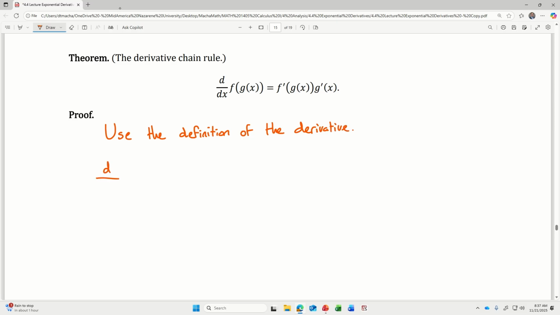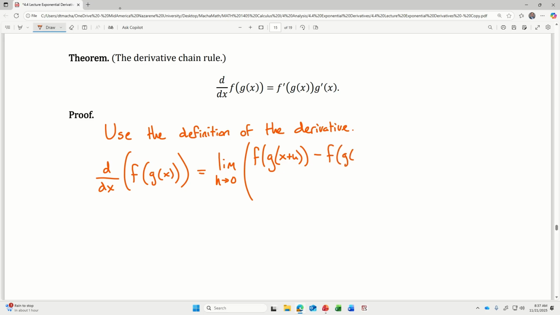So the derivative with respect to x of f of g of x is going to be the limit as h approaches what, Gabe? 0. Thanks. Of, this time, f of g of x plus h minus f of g of x, divided by h. That's the definition of the derivative. But this time my function is f of g of x, not just f of x.